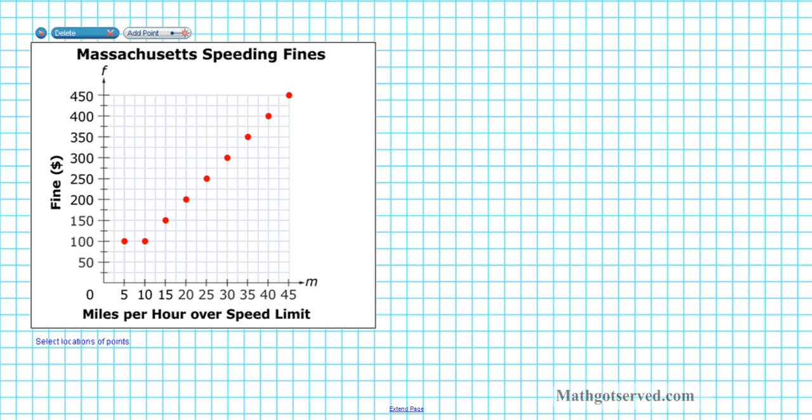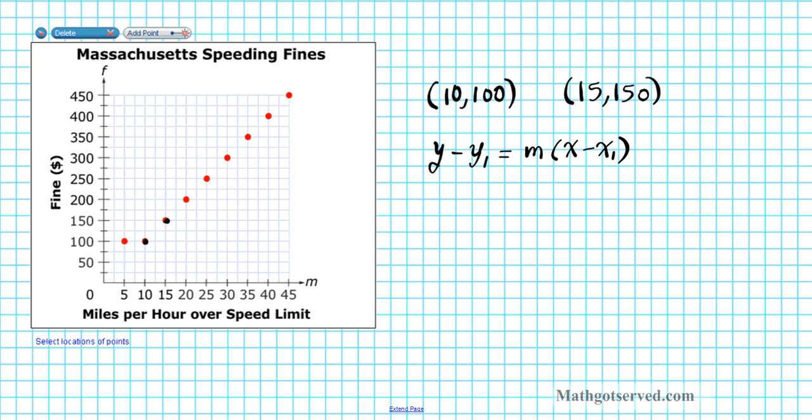Okay, so let's do some calculations here. We want to use just 2 points. So this point right here and this point right here, that's what we're going to use. The first point is 10 comma 100, and the second point is 15 comma 150. Now, how do you write the equation of a function given 2 points? You use the point-slope form of the equation of a line: y minus y1 equals m times x minus x1. So this is x1, y1, and this is x2, y2.